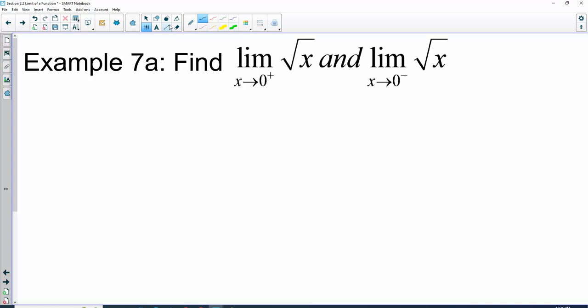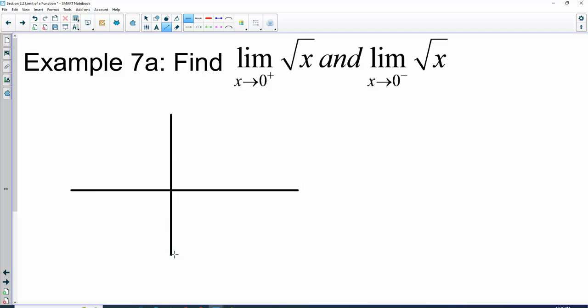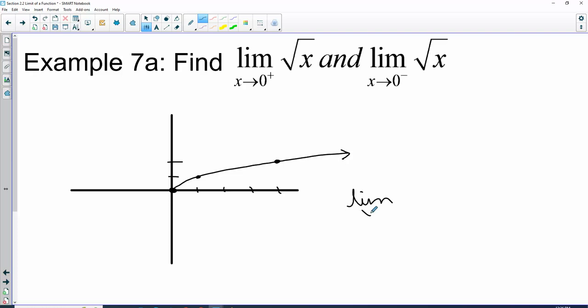Let's draw a graph. We know what the square root graph looks like, don't we? Sure. Let's draw it. Can I put in negatives? Can we do the square root of a negative? No. Okay, square root of 0 is 0, square root of 1 is 1, square root of 4 is 2. So this graph is like this. Okay, so the limit as we approach 0 from the right. As you are coming in from the right, approaching 0, what's our y value going to? 0.